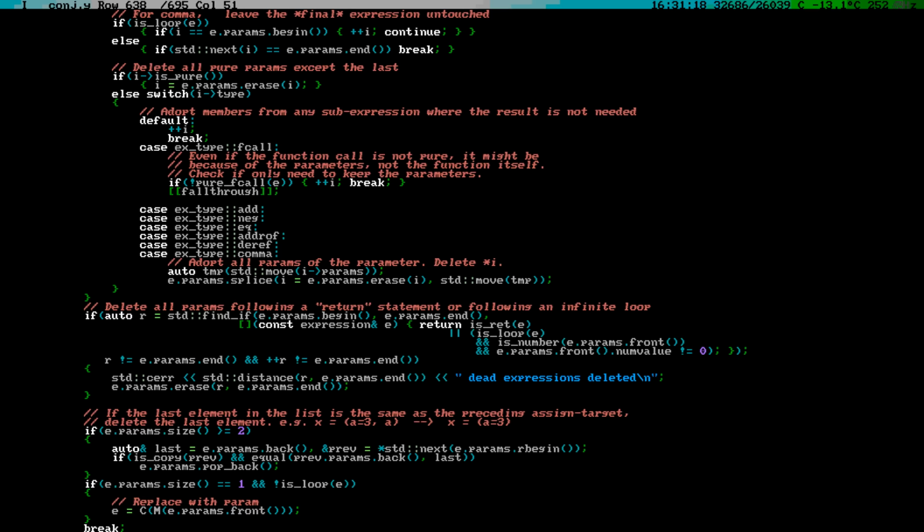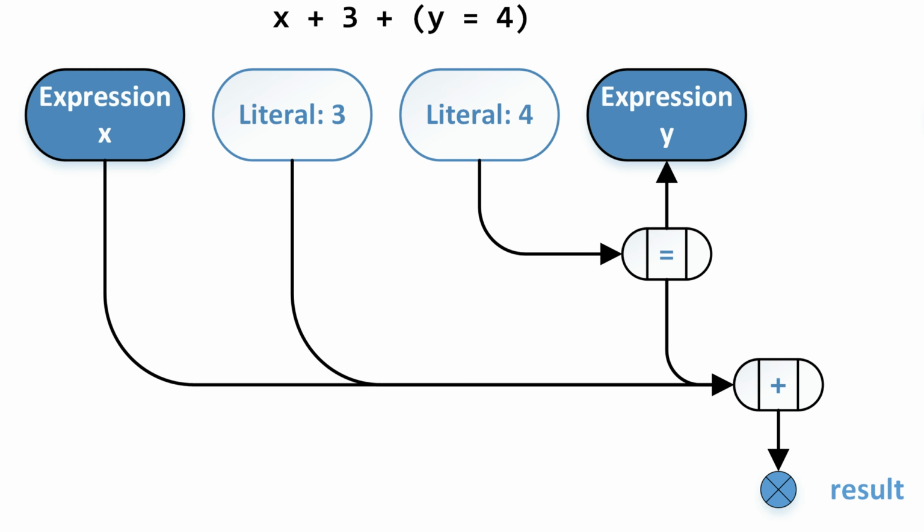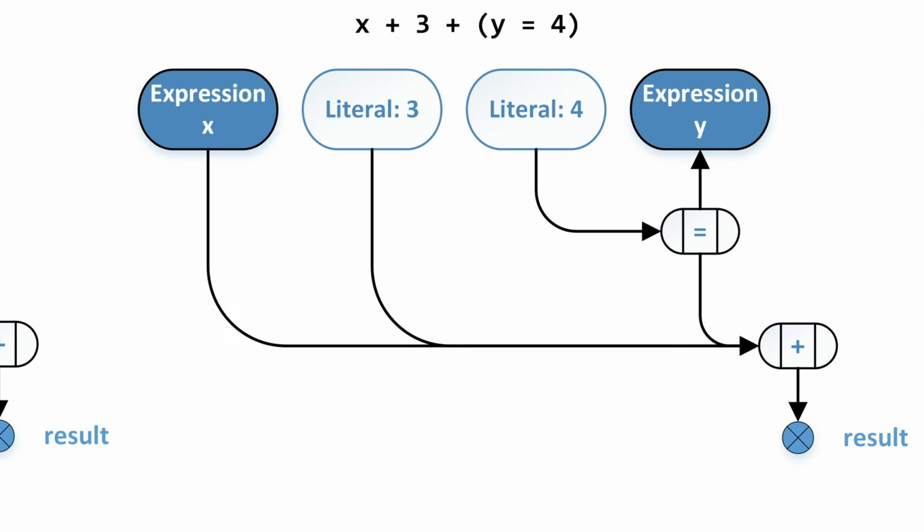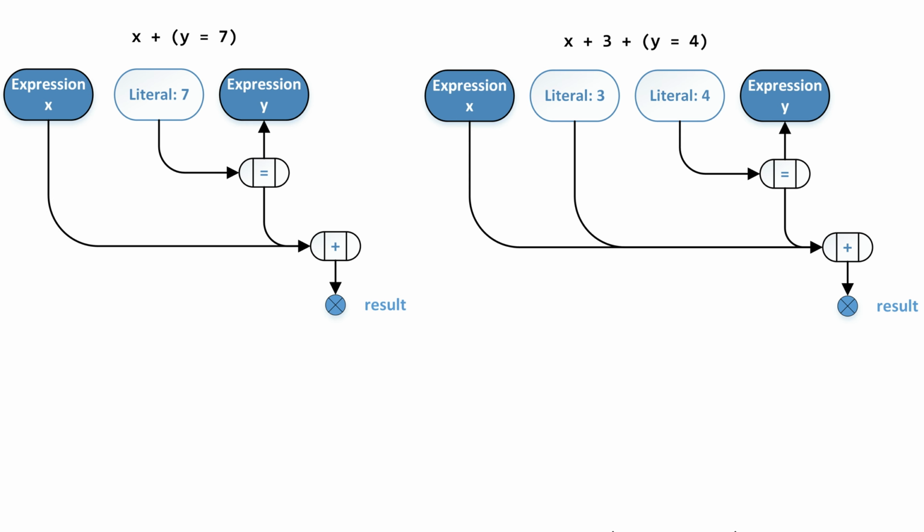Consider this expression, x plus 3 plus open parens y assign 4 close parens. This expression accomplishes two things. It assigns 4 into y, and it returns a value. What does it return? It returns x plus 7. However, currently the code is unable to optimize this as x plus 7 because the 4 is hidden inside that parenthesis expression. A naive attempt would be to sum these two numeric literals, which would produce this expression. But this would be a blunder. While the expression does now correctly return x plus 7, it no longer assigns 4 into Y, it now assigns 7 into Y. So we cannot do that.